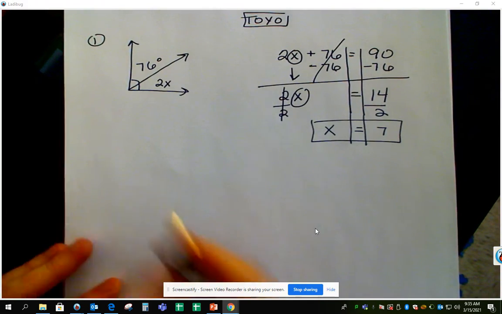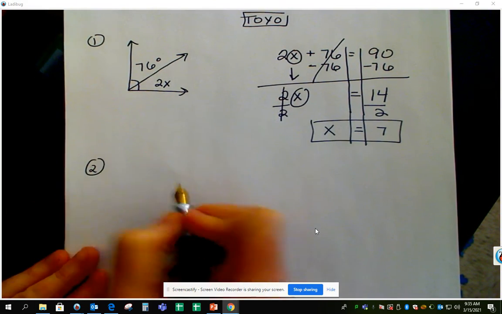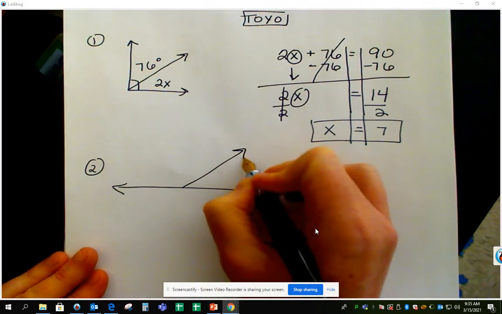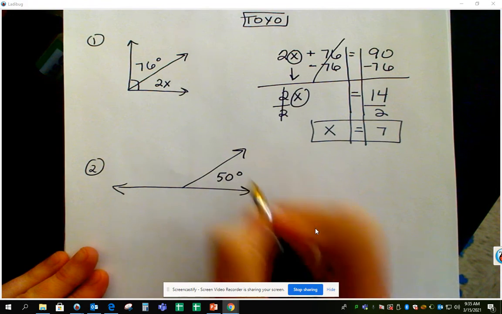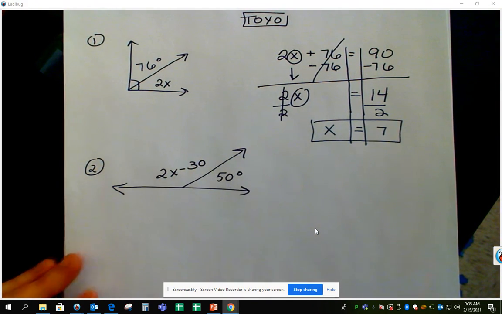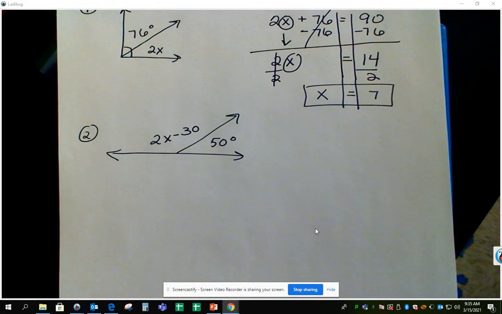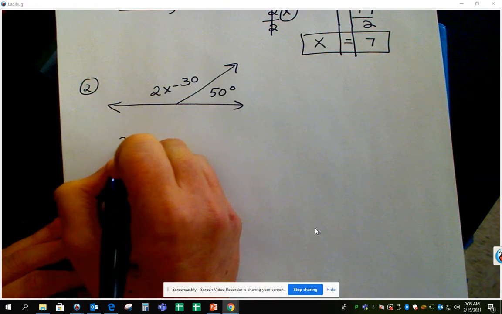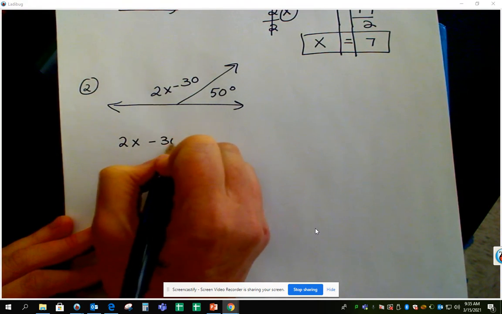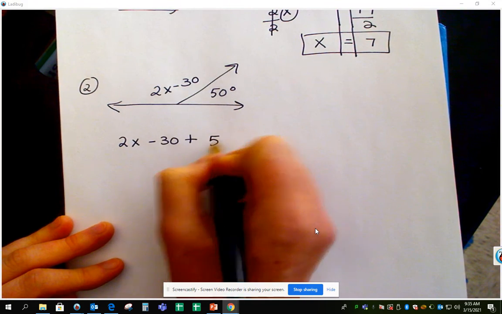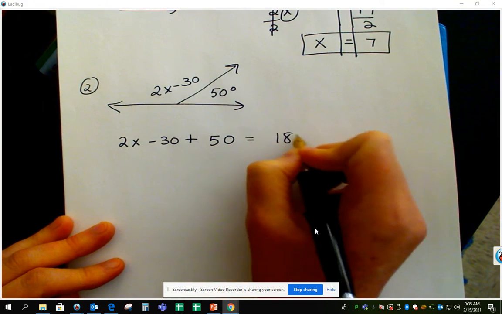Okay, let's try another one. We've got supplementary angles this time. This one is 50 degrees, and this one is 2x minus 30. Pause the video, see if you can solve this one yourself. Okay, hopefully you set up 2x minus 30, this angle, plus 50, this angle, equals 180.